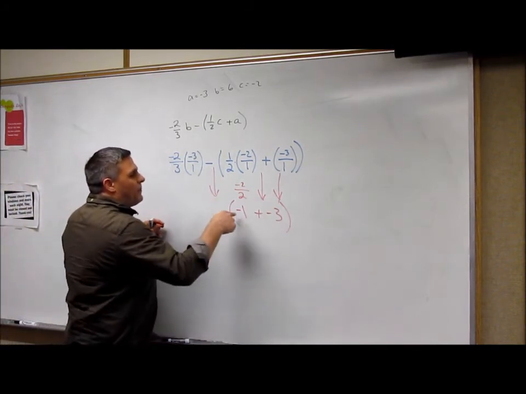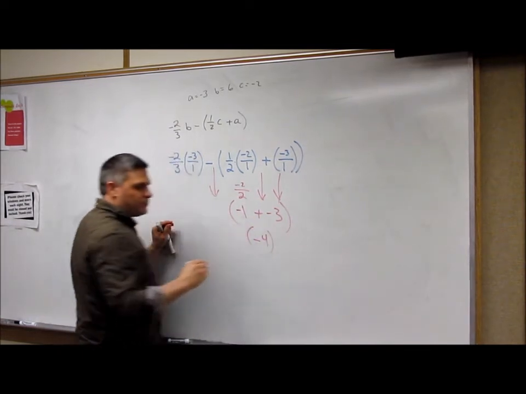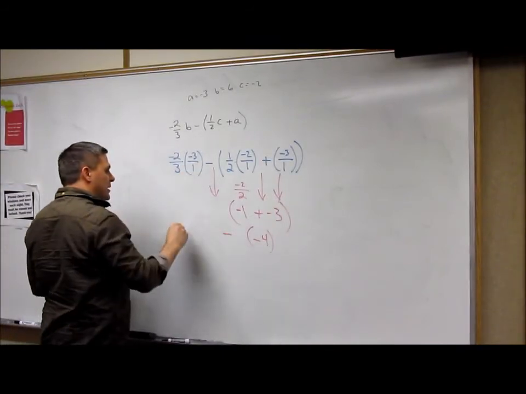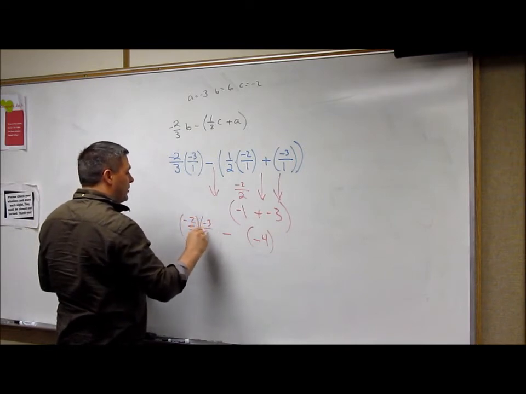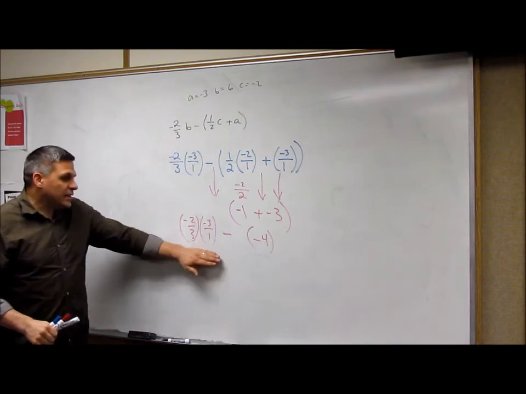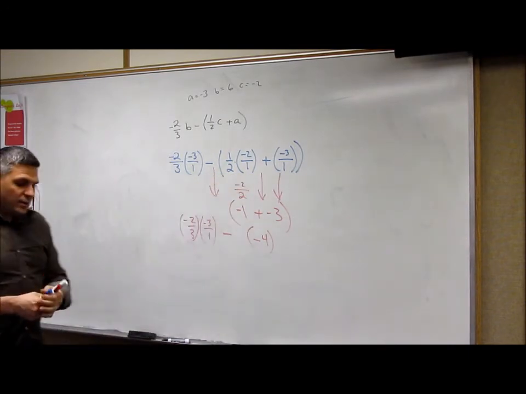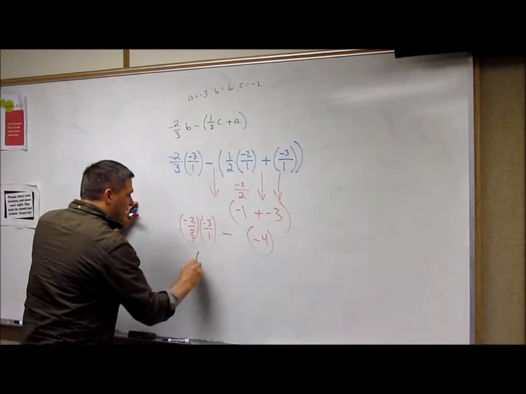Okay, so minus and minus, I'm going to add those. I have -4. Okay? Now I'm going to bring everything down. Minus, and I'm going to bring down -2/3, and I'm going to bring down -3/1. So then I'm going to do the same thing. And this looks just like this, right? Same thing over again. -2 times -3 is a positive 6.